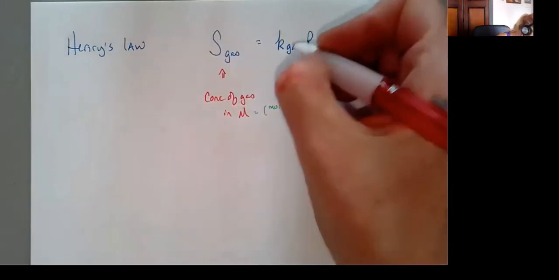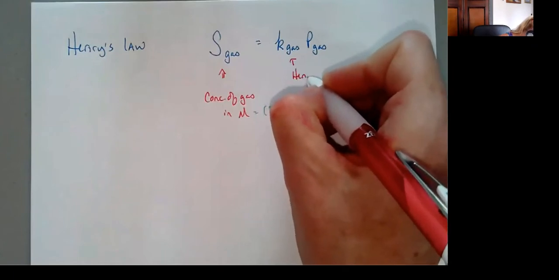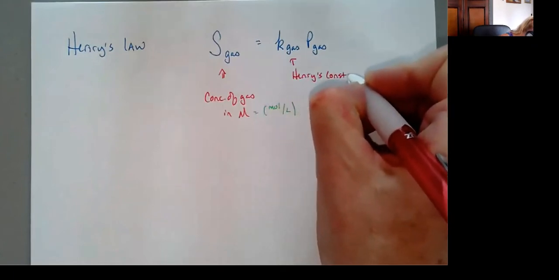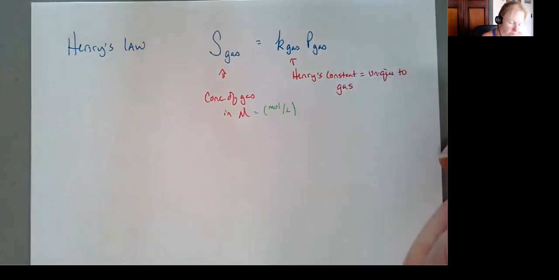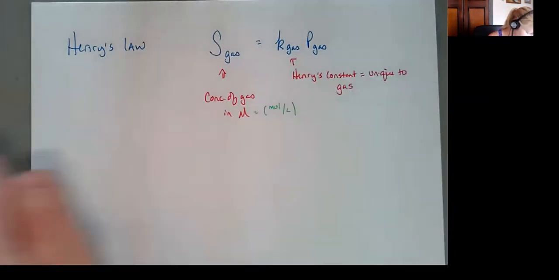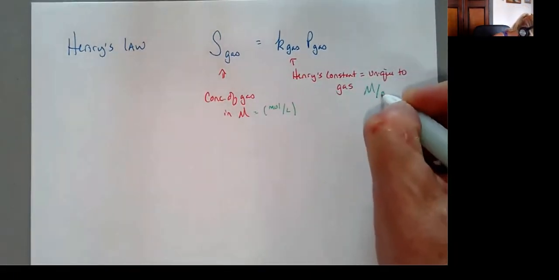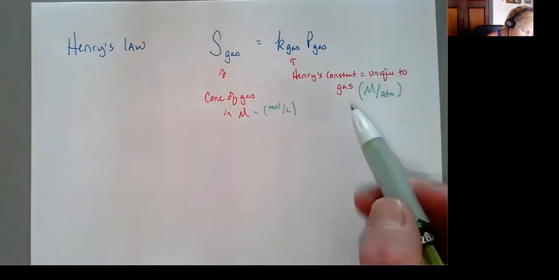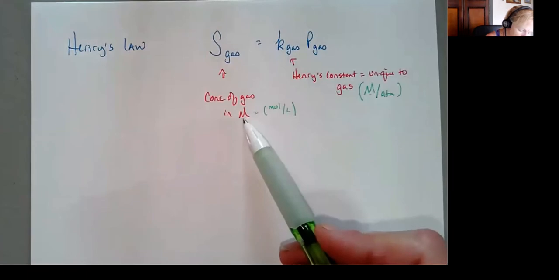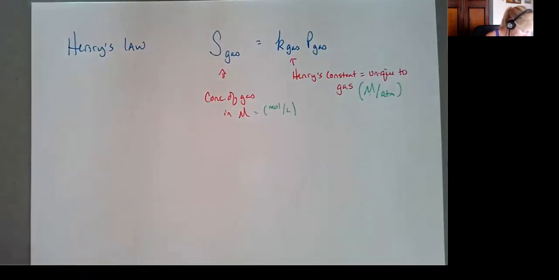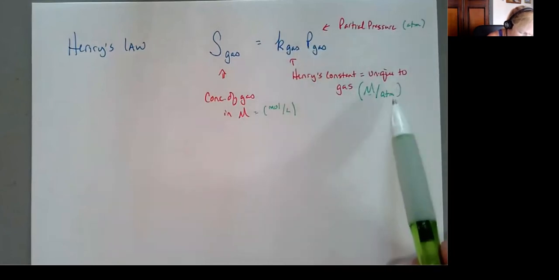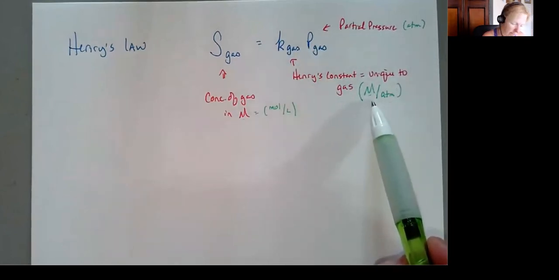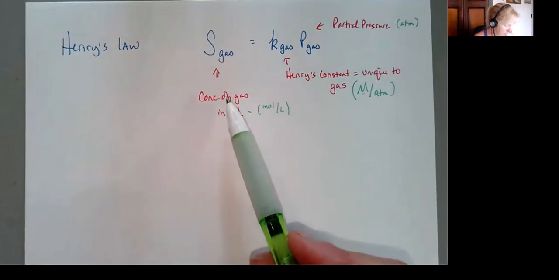K is called Henry's constant. This is a constant that's unique to the gas. So there's not just one value for K, there's a value for K that's dependent upon the gas. And that has units of molarity over atmosphere. So those are your units of Henry's constant, and this is where your molarity term is going to come from. And then P is my partial pressure of my gas, and it is in units of atmospheres. So when I multiply K by P, the atmospheres cancel and I'm left with units of molarity. So that's how my solubility here can be in units of molarity.